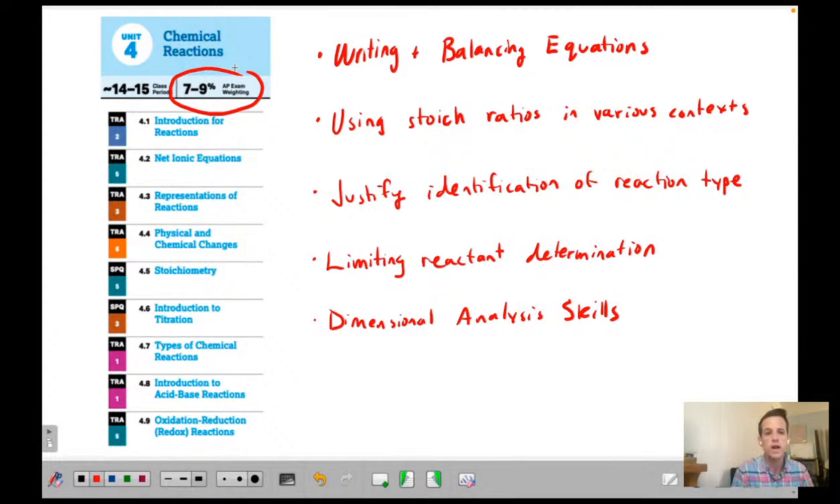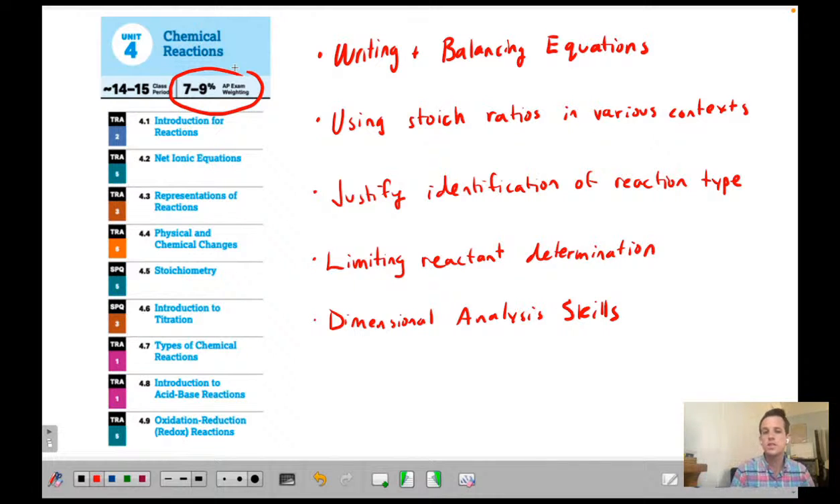The first one is, of course, writing and balancing equations. That is going to be essential throughout the entire course, even though it's not like the old test where there was an entire equation writing section. This is still an absolutely essential skill for succeeding in the course and on the test.